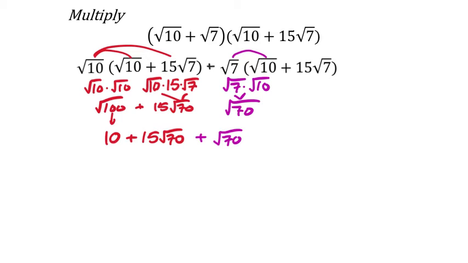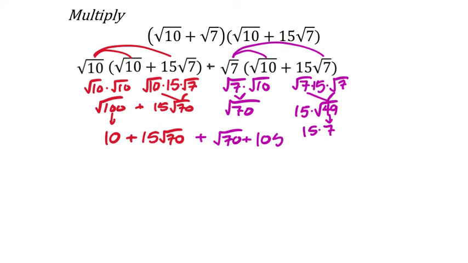Let's look at this last set here. So that's the square root of 7 times 15 times the square root of 7. So combining your square root, 7 times 7, that'd be 49. Square root of 49, so 15 times the square root of 49. And the square root of 49 is 7. So we end up with 15 times 7, which is 105. Right there.